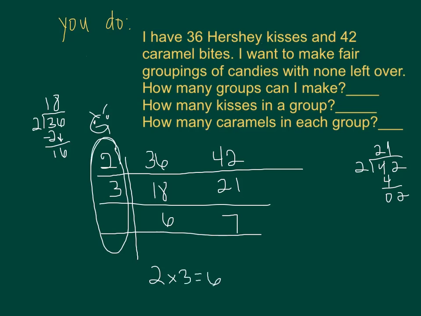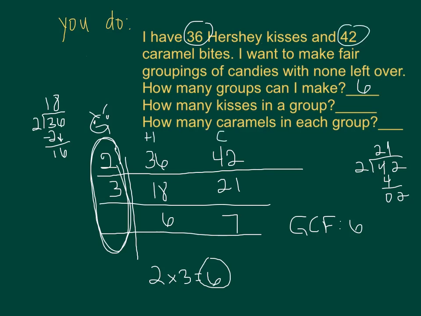What this tells us is that given candies of 36 and 42, and if I want it to be fair with none left over, because people will fight over the leftover ones, I can make 6 fair groupings. The GCF is 6, so I can make 6 piles of candies. 36 was the Hershey Kisses, and 42 was the caramels.